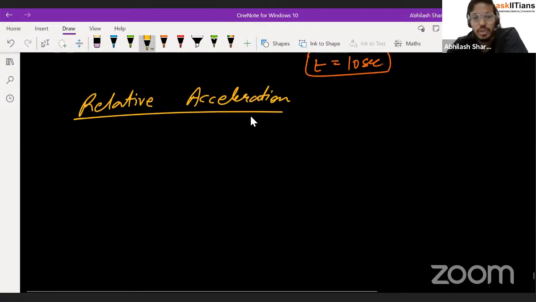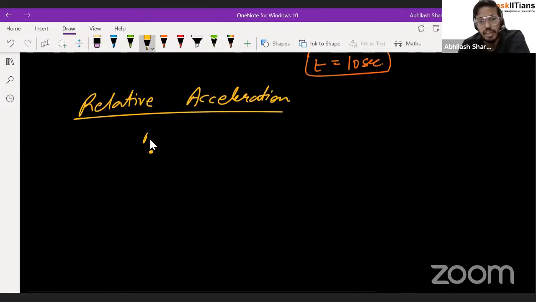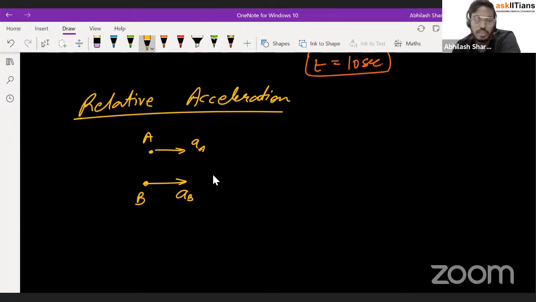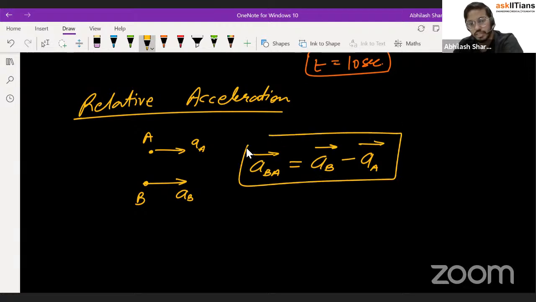What is relative acceleration all about? Similar. Let's say A is accelerating with AA, and B is accelerating with AB. What will be the relative acceleration? I will call it the relative acceleration of B with respect to A, and we'll put a vector sign here as well. The formula is the same. Just split the variable and put a negative sign: AB minus AA. That's all. This is the relative acceleration.